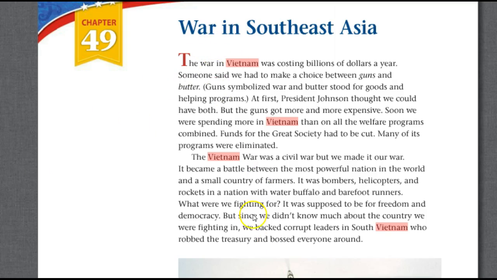So we can start reading here and see, where does it talk about that? Where does it talk about President Johnson? Okay, and what did he do to expand the war?